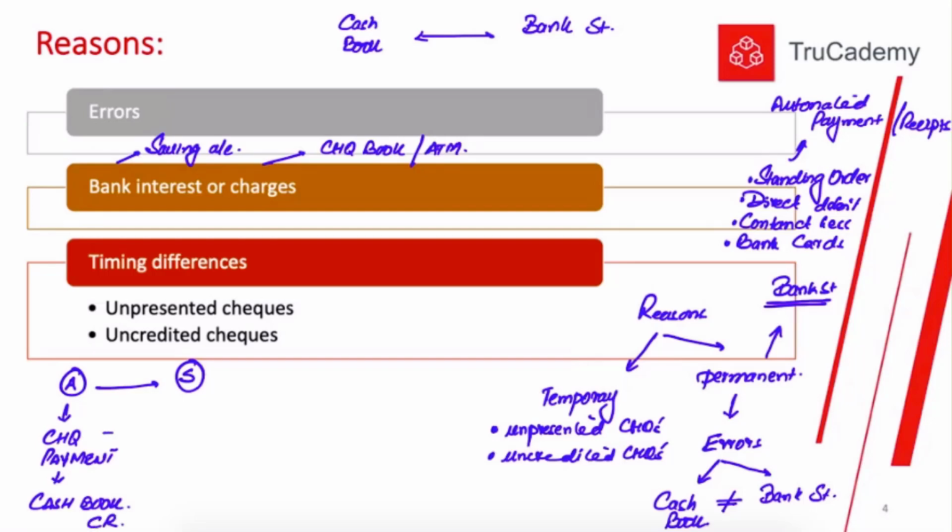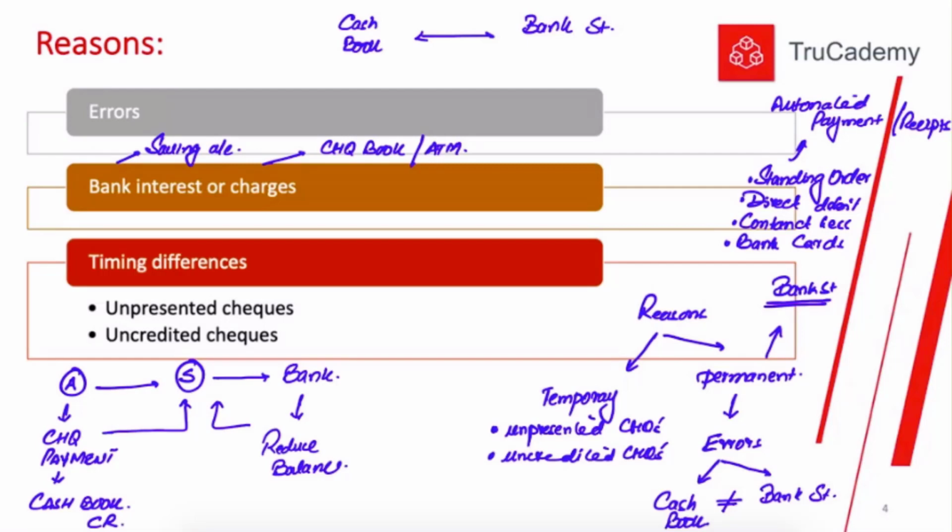Now I send this check to my supplier. Logically, the supplier should go to my bank and collect the money. So when the supplier takes the check to my bank, the bank needs to reduce my balance and make payment to the supplier.